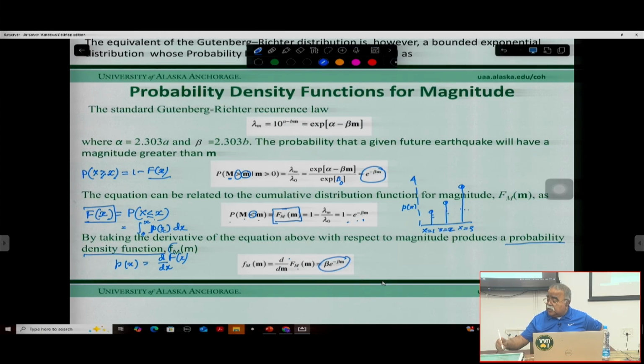So these are the two things. One is the cumulative function Fm, which is equal to 1 minus e to the power minus beta m, and the other is the density function fm, which is equal to beta into e to the power minus beta m, right? So those are the two things, cumulative and the probability.